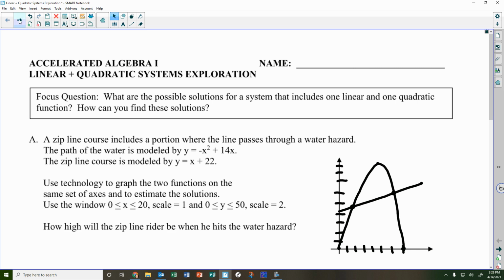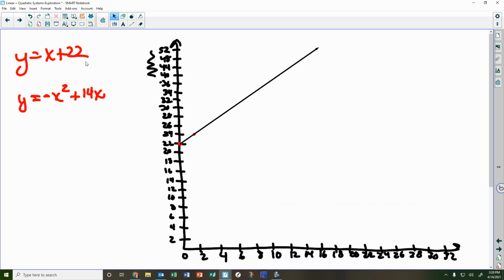All right, so I'm going to go back and forth quite a bit here. So here's our linear line. This is x plus 22, so there's 22, and I'm going every two spaces here. So that's where I got a dot. It's going to continue to go up and up and up, okay?